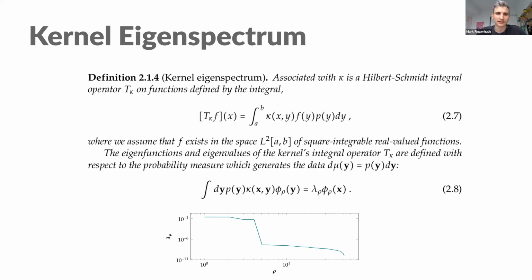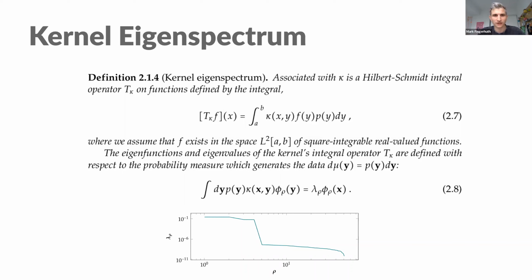Another important thing that we need in order to put all the pieces together is that every kernel kappa is associated with a Hilbert-Schmidt integral operator Tk, which is defined by this integral. Given this integral operator Tk, we can calculate and write down the eigenfunctions and eigenvalues of this kernel integral operator in this way. Typically we talk about lambda rho and phi rho as the eigenvalues and eigenfunctions of the kernel, even though specifically they are of the kernel integral operator.